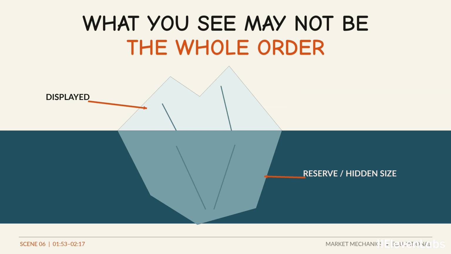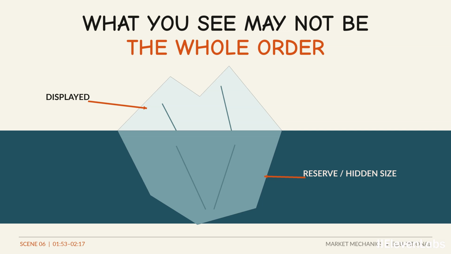Markets even contain order types built around this visibility problem. Reserve or iceberg-style orders can display only part of the total quantity, while additional size remains non-displayed. As the visible portion trades, more quantity can replenish, so the liquidity you can see on the screen is not necessarily the full liquidity available.